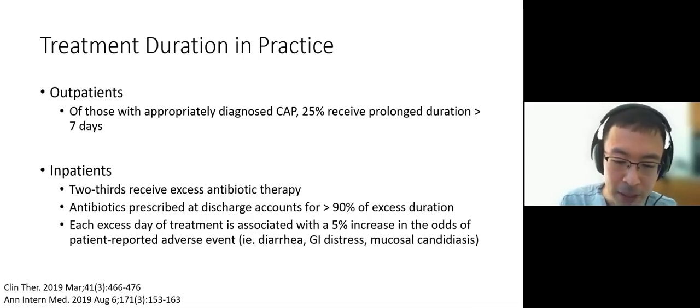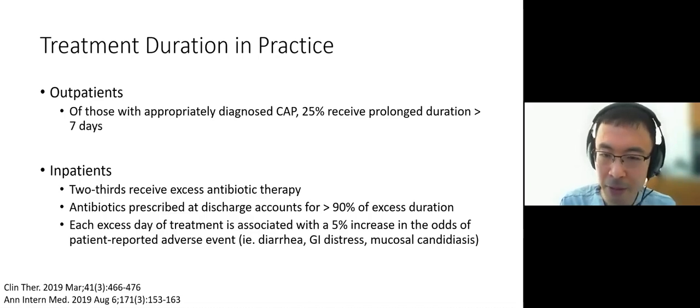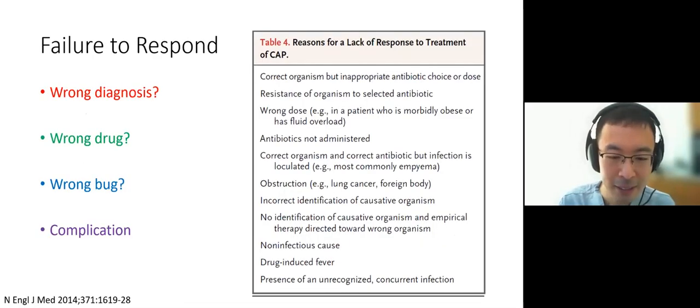And so if I do the math correctly, the chance that you are diagnosed correctly with CAP and you receive the right drug for the right duration is a dismal 20%. So if you're the patient, how do you feel about those odds?